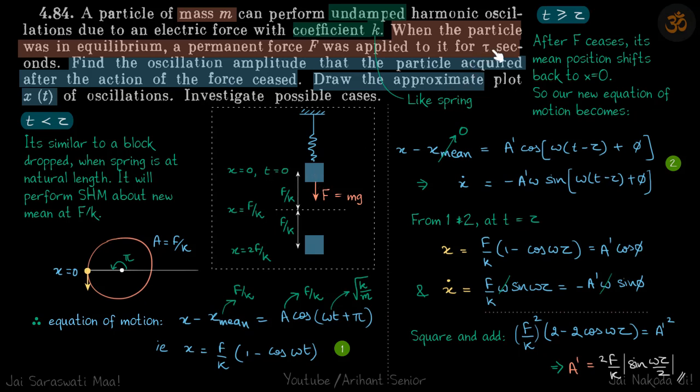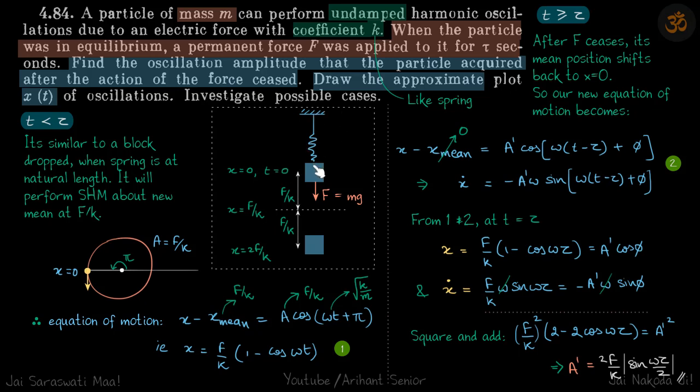But then it is given that at tau seconds, the force ceased to exist. So again, you have to just visualize that the particle is performing SHM like this, and suddenly gravity ceases to exist. So what will happen after that? If gravity suddenly stops existing, then the equilibrium position will become this again, so the particle will start performing SHM about this point.